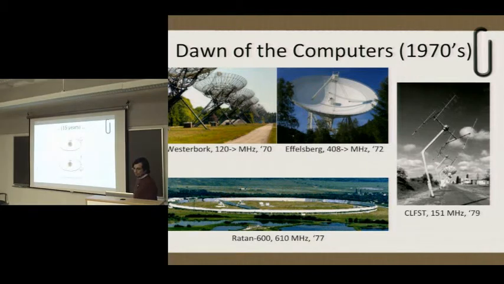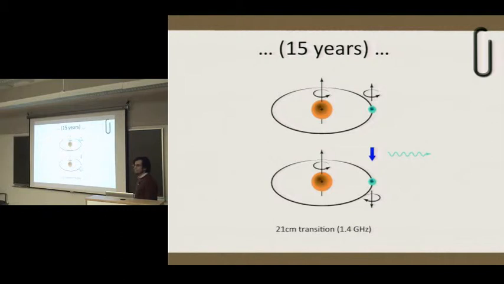And part of that is because we have another 15-year gap where no telescope targeting anything below a gigahertz was built. So you might ask, well, why was that? Well, a lot of it had to do with the discovery of the 21 centimeter transition at 1.4 gigahertz.